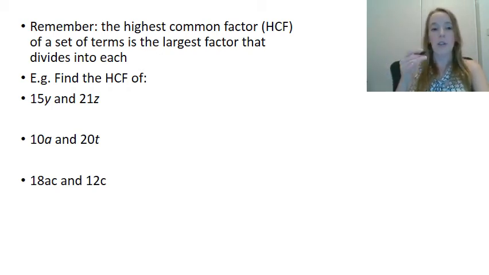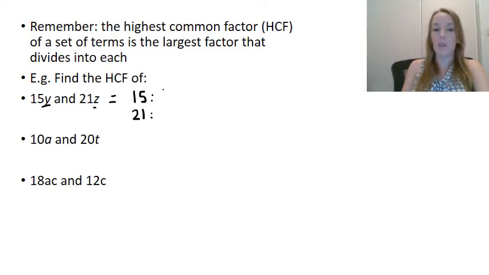For instance, on the PowerPoint here, we have 15y and 21z, and we have to find the highest common factor. So what number can go into both 15y and 21z? y and z are different pronumerals, so we know our highest common factor isn't going to be a pronumeral, it's just going to be a number. So we have to find the highest common factor of 15 and 21.